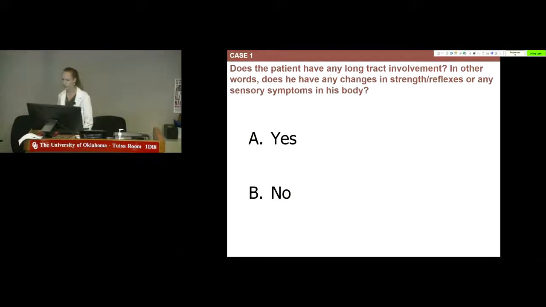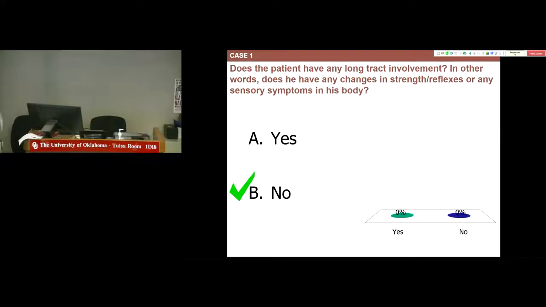So next question, does this patient have any long tract involvement? So does he have any motor or sensory symptoms in his body? Okay, so the actual answer to this is no. But you said, but wait, he's all uncoordinated. That was a terrible question, wasn't it?